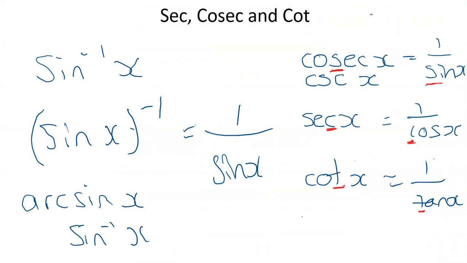So I'll leave that there for this video. I will do other videos about using these sec, cosec and cot, but this one's getting a bit long now. Hopefully you have an idea of what they are now and what these words represent. They simply mean this reciprocal relationship, 1 over, with sine, cos and tangent.